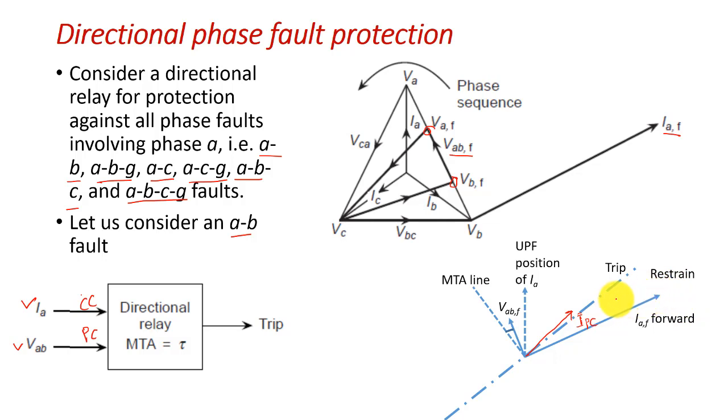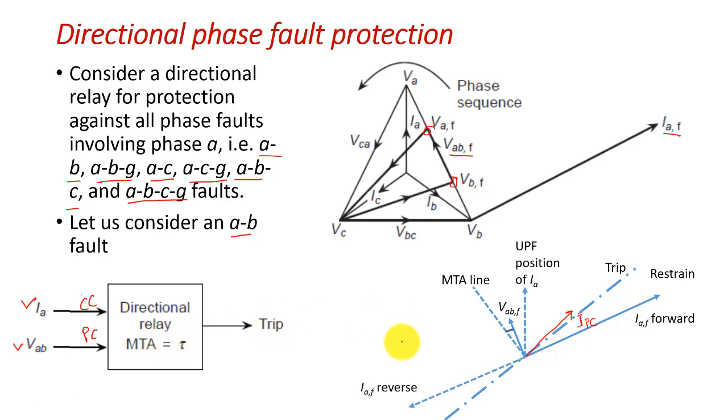Therefore this will not work. That means when we feed VAB to the pressure coil and IA to the current coil, this will not give a trip signal to the circuit breaker. The relay will not trip, right?